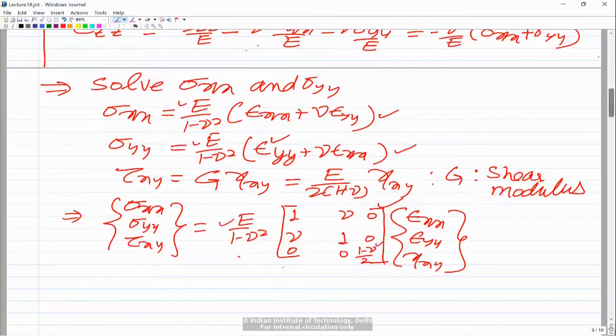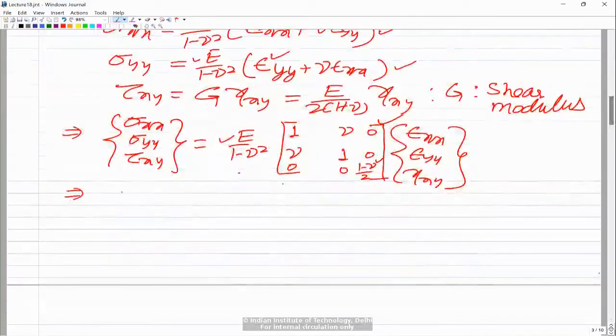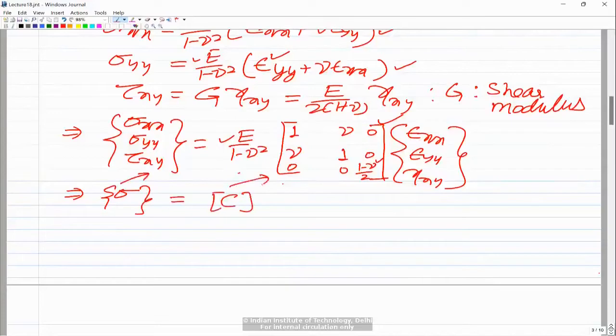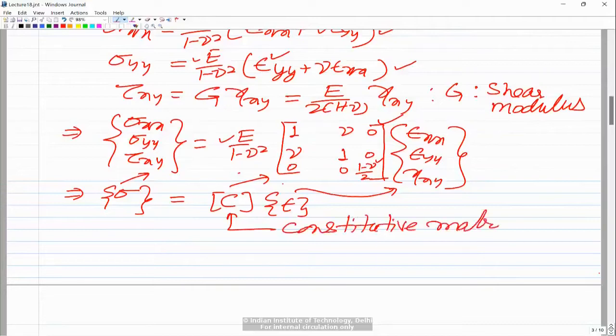So now we can write this in the symbolic form. You can write sigma. Sigma is basically this, and this is the constitutive matrix C, and this is the epsilon strain vector. So here C is known as the constitutive matrix. We call this C the constitutive matrix. And so this is the stress strain relationship for basically the plane stress case.